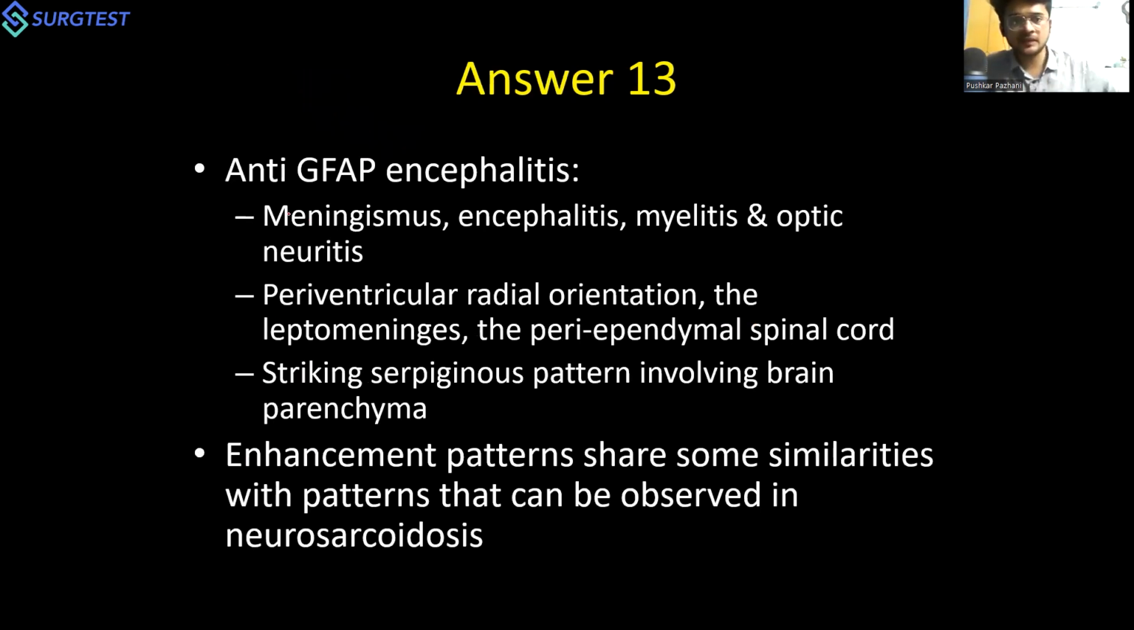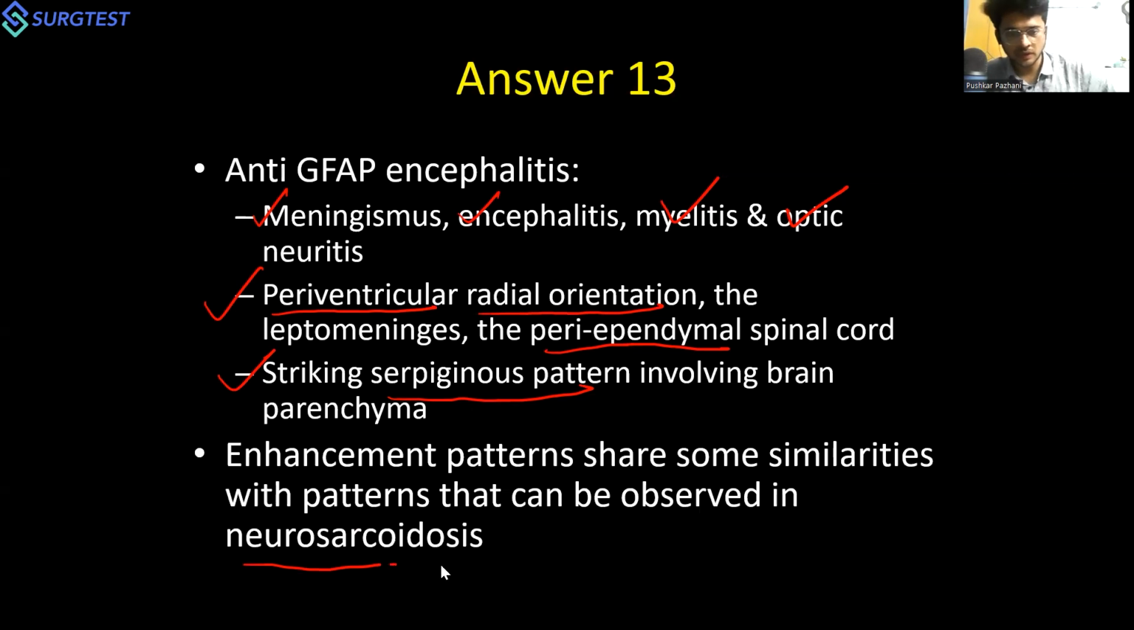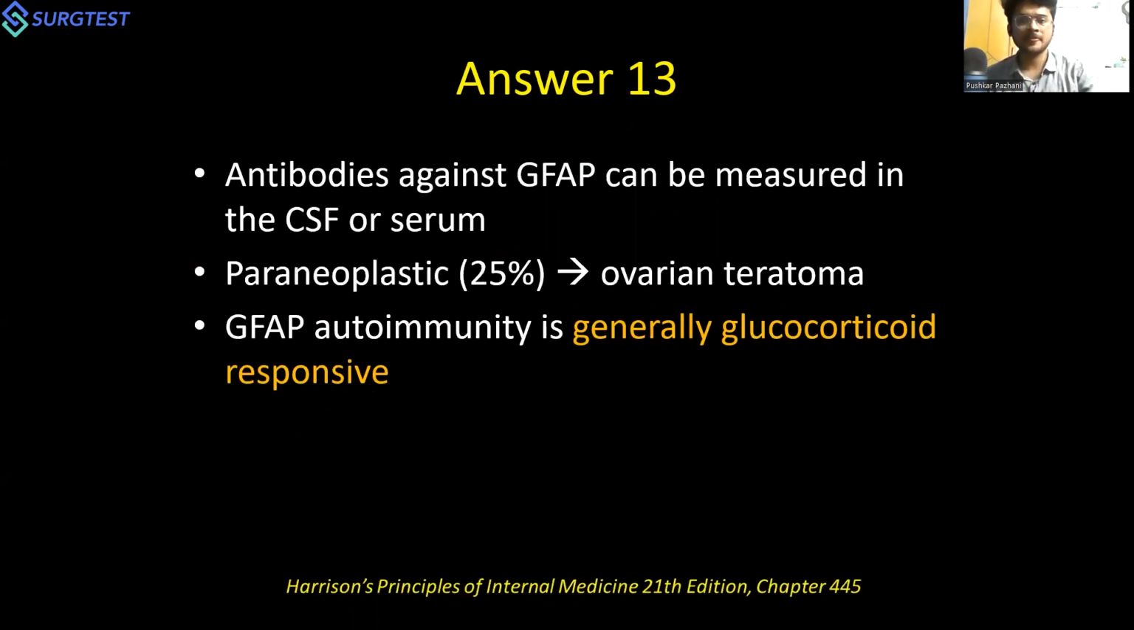So let's go into the facts. As I mentioned earlier, meningoencephalitis, transverse myelitis, and optic neuritis. And very classically, just remember these words: periventricular radial orientation with a periependymal pattern of enhancement or MRA involvement, and it has a serpiginous pattern. Okay, so just remember these words: periventricular, radial, periependymal, and serpiginous pattern. And the enhancement patterns and neuroimaging patterns are very, very similar to neurosarcoidosis. So these are the facts that you should note in GFAP encephalitis. So it's a totally factual question. So I hope you remember these.